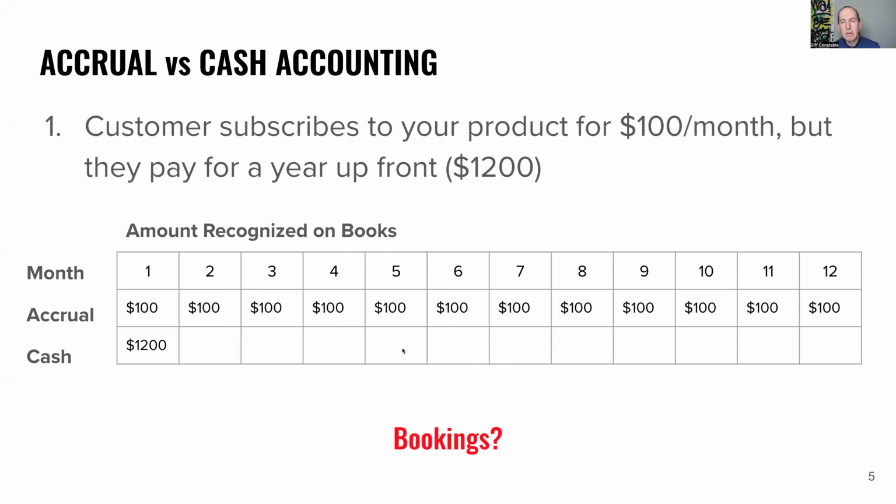The last phrase that you might have heard of is called bookings. What are bookings? Bookings are essentially the contractual value that you've sold. And so in the first case, while we might be recognizing our revenue over 12 months for $100 each month, we did sell a year contract at the beginning. So our bookings is going to be $1,200 at the start. If we sold a 3-year contract, it would be $3,600 as opposed to $1,200.